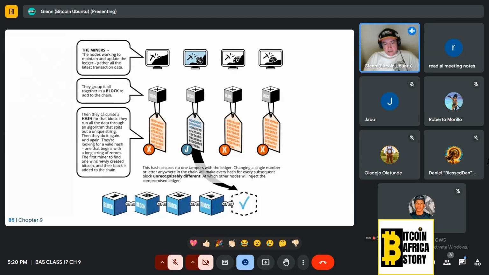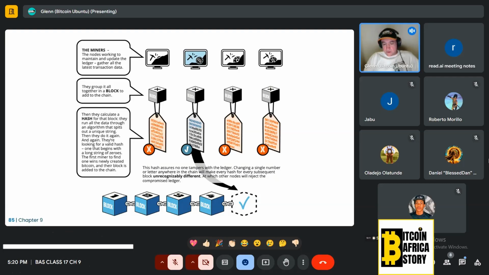Then they calculate a hash for the block. They run all the data through an algorithm or function that spits out a unique string. Then they do it again and again and again. They're looking for a valid hash, one that begins with a long string of zeros. The first miner to find one wins newly created Bitcoin, and their block is added to the chain.